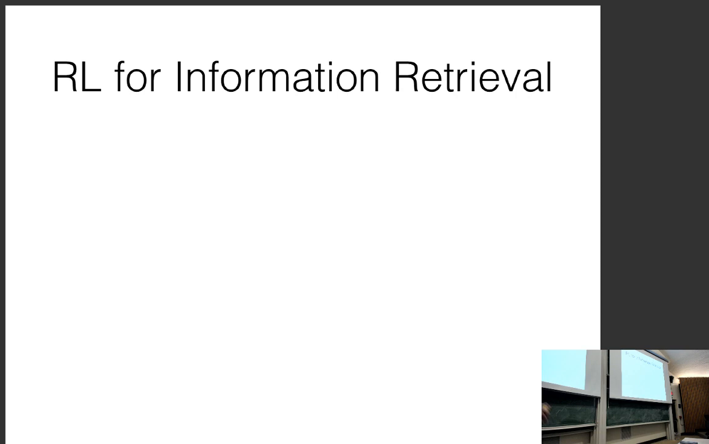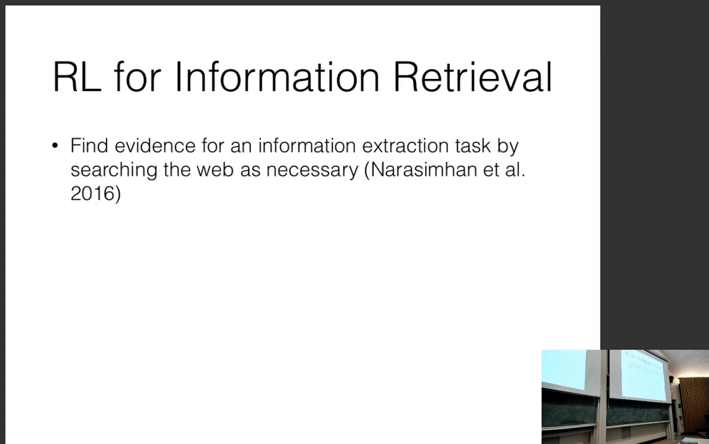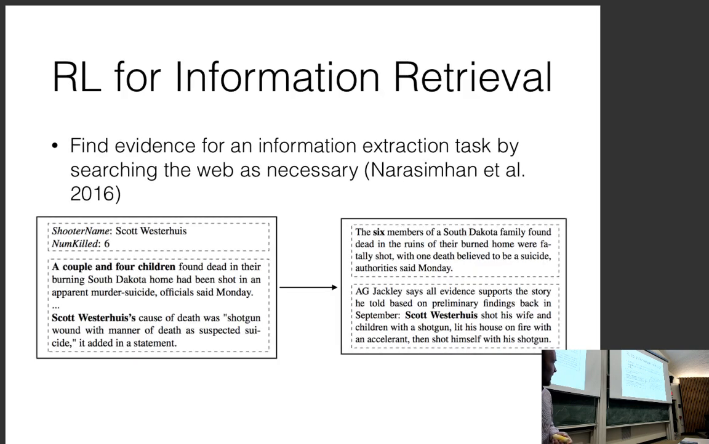RL for information extraction. This is also from Regina Barzilay's group, who did the Windows example as well. They have very creative ideas about how to apply RL to NLP. For information extraction, this is extracting information about news articles. For example, in this case, they want to extract the shooter's name and also the number of people who were killed, according to this news article. And unfortunately, the news article you have says a couple and four children. That's not super easy to get the number 6 from this.